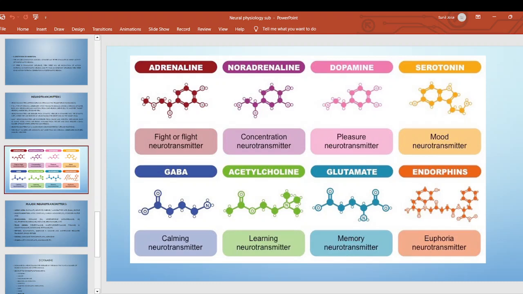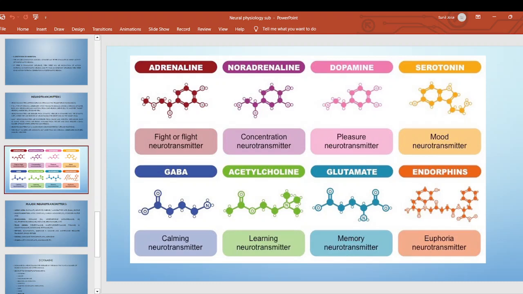Then GABA is there. GABA, G-A-B-A. It is considered a calming neurotransmitter. C-A-L-M, calming neurotransmitter. The term is very clear because it keeps the body in a relaxed situation. So the release of this GABA from the brain will keep your body in a comfortable, relaxed situation. That is why we call it by the name calming neurotransmitter.